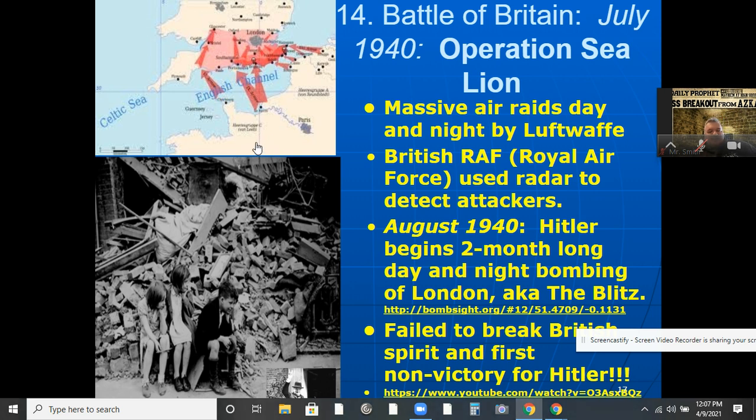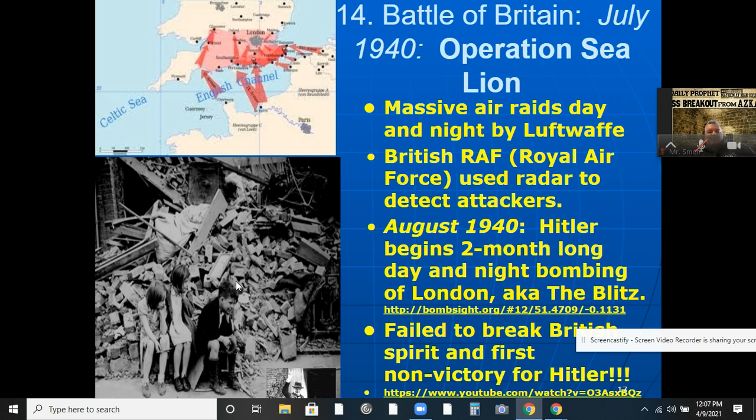So the British are next because the continent's pretty much controlled by the Germans, and so the Germans launch what's known as Operation Sea Lion. This was a joke making fun of Churchill being kind of large, rotund. The sea lions are kind of heavy, fat. And so the Luftwaffe, the German Air Force, has these massive air raids day and night. And it really destroys London.